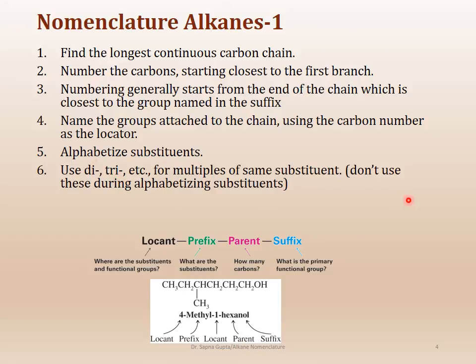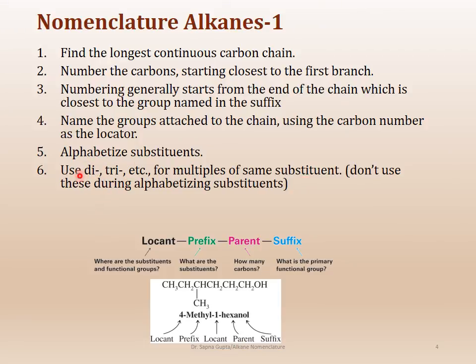If you have 2 or 3 groups, then you will use di, tri, tetra, penta, whatever it might be, depending on what kind of substituents you have. So for example, if you have 2 chlorines, it would be dichloro. If you have 2 methyls, it would be dimethyl. If you have 1 chlorine, it's chloro; if you have 3 methyl, it will be trimethyl, and so forth. There is nothing like a mono in here. You start only from di.